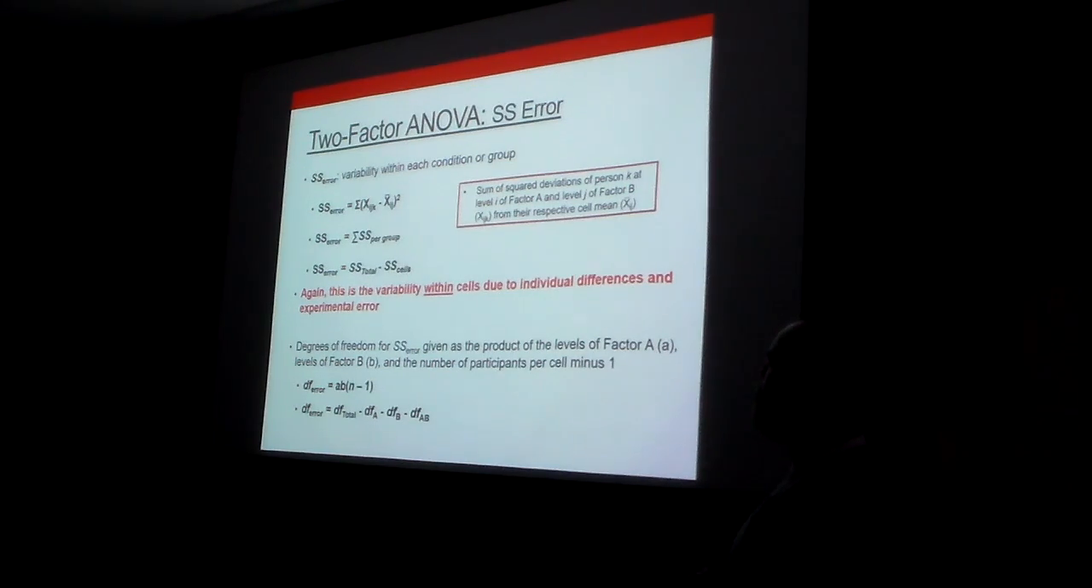Our sum of squares error is variability within cells that's due to individual differences, experimental error, just random stuff that's going on.